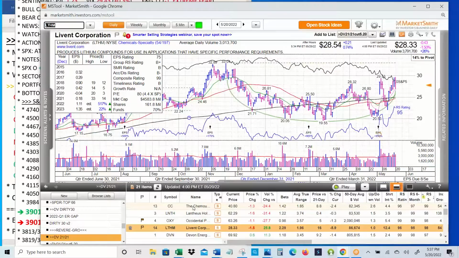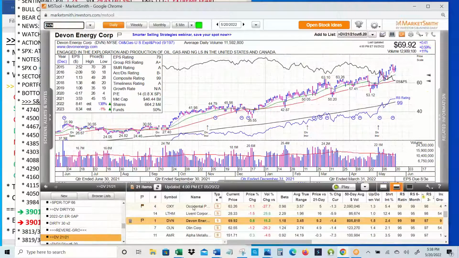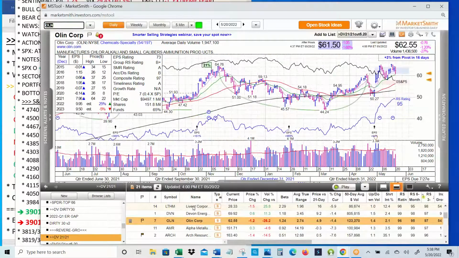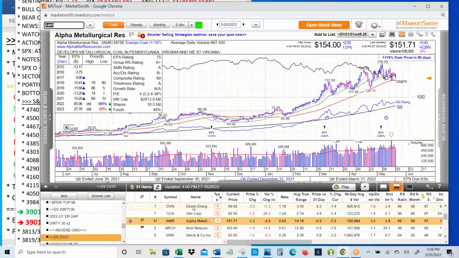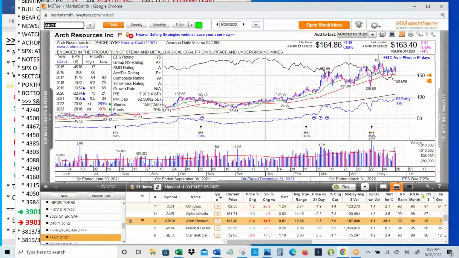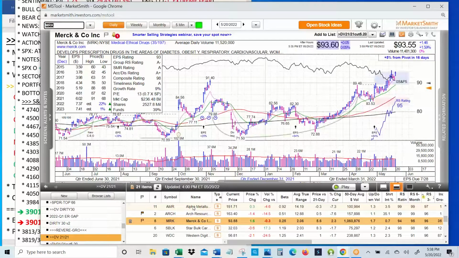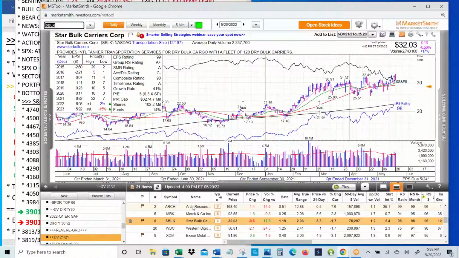Lithium stock, LTHM, holding its moving averages as it forms a cup base. Devon Energy, one of the strongest energy stocks, near all-time highs. Olin Corp, another chemical stock, holding above its 21. AMR, a coal stock, sitting right on its 21. Arch, another coal stock, same thing, on its 21. Merck, acting fantastic, and they got some good news on some heart drugs coming out. Great relative strength, near all-time highs.